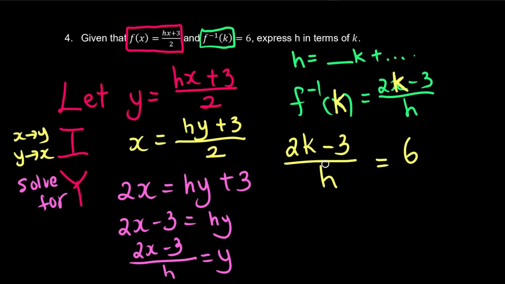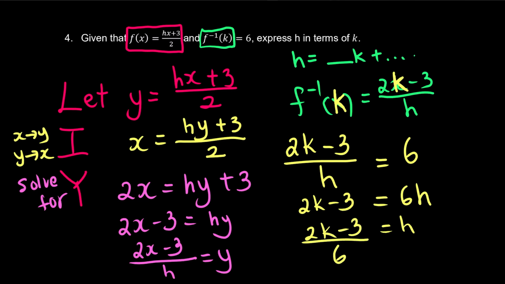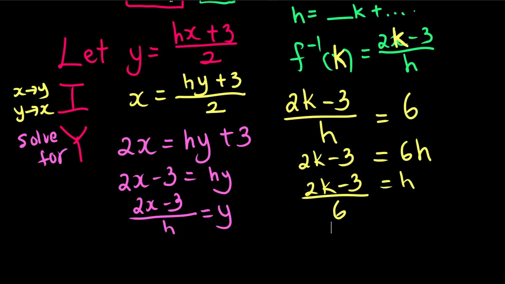Since we want h to be alone, h goes to the right hand side and 6 goes down. So 2k minus 3 is 6h. How to find h? When they are together is a times, go there become divide. So h is equal to (2k - 3) over 6. And we are done. But don't forget that our subject is always at the left hand side. We can just say that h is equal to (2k - 3) over 6. This is how you do it.